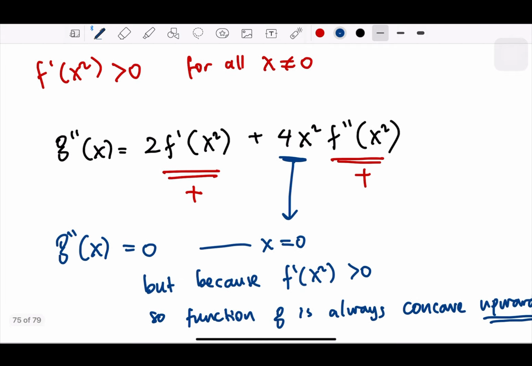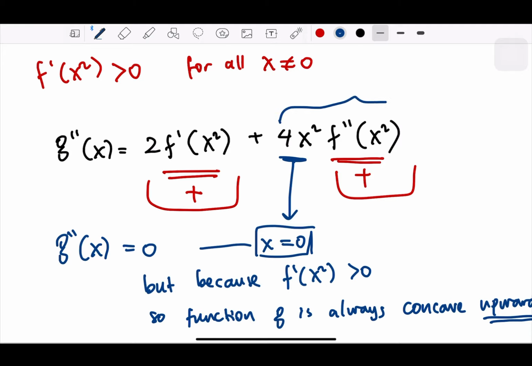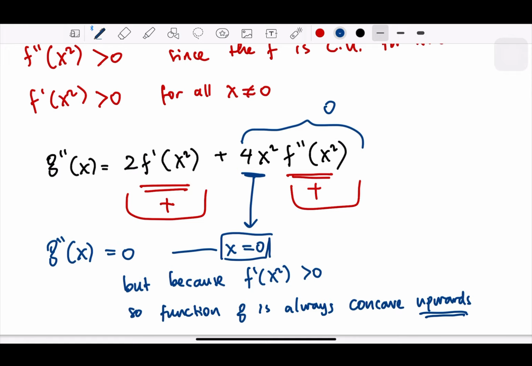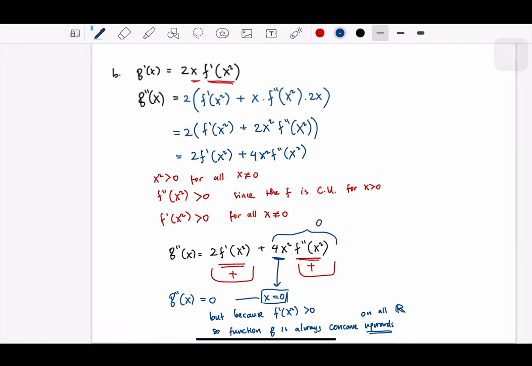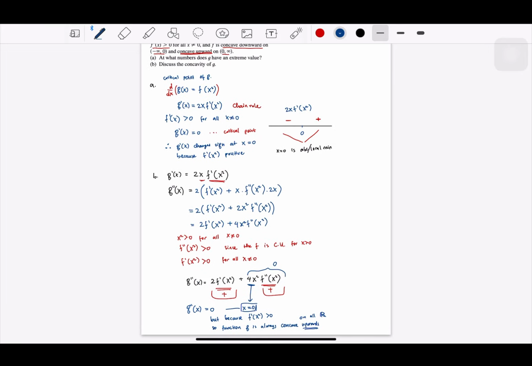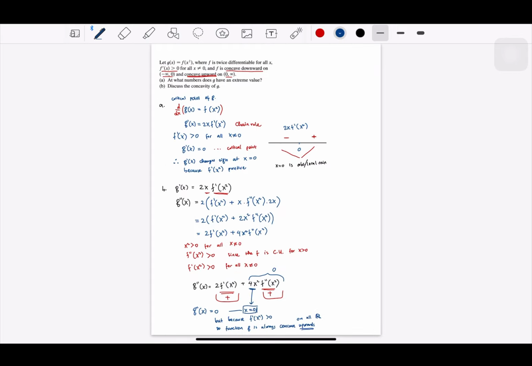So the idea here is that because this is positive, the only way we can make this second derivative 0 is by taking x equals 0. But if x equals 0 here, it's still just taking this part to 0, so the other part is still positive. Because f prime is always positive, the function will always be concave upward on all real numbers. That's the answer for B. I hope you get my explanation here.